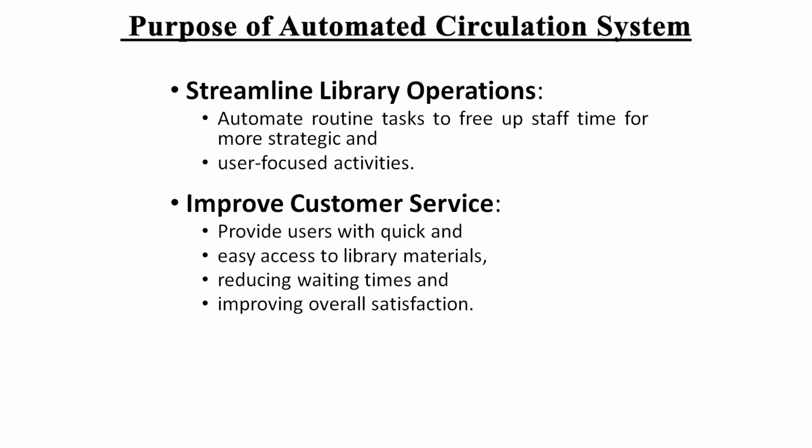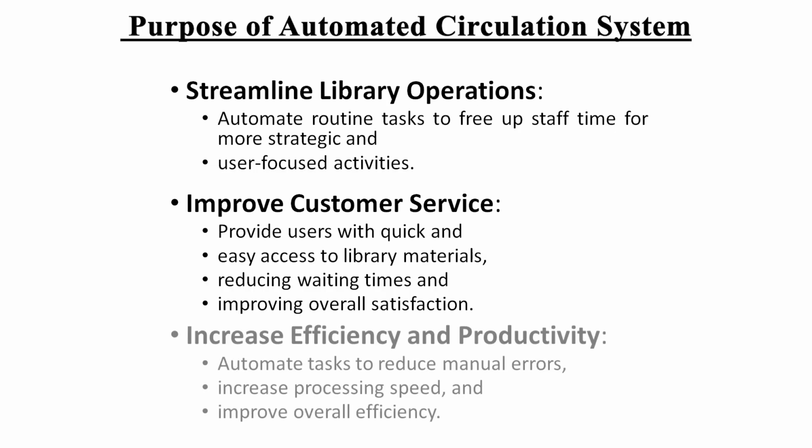Then improve customer service: provide users quick and easy access to library materials, reducing the waiting time, improving overall satisfaction. Then increase efficiency and productivity. Automate tasks to reduce manual errors, increase the processing speed, and improve the overall efficiency. Improving the overall efficiency is a primary task for the library user. So users' time should be saved. That is the most important part for any automated system.